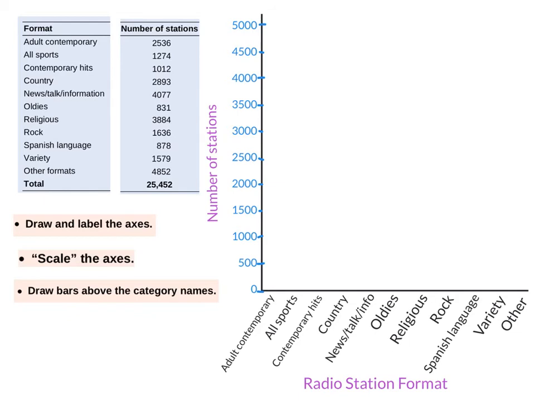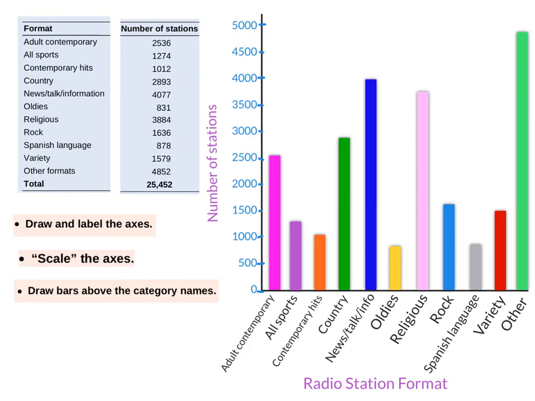And you want to make sure that you can graph all of your data. So the largest number that I'm working with is almost 5,000. So 0 to 5,000 makes the most sense. So now I'm going to draw bars above the category names. That'll do by hand, and you can see what I'm talking about. So let's check that out.